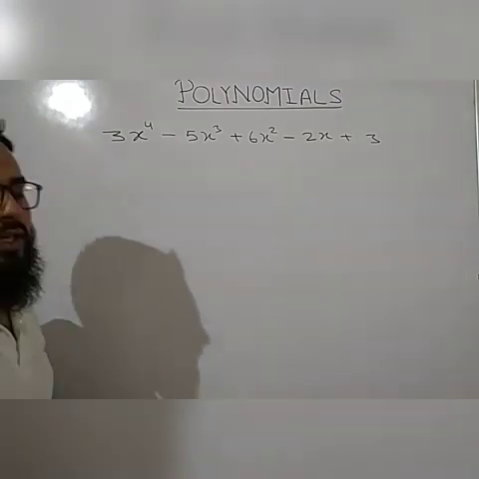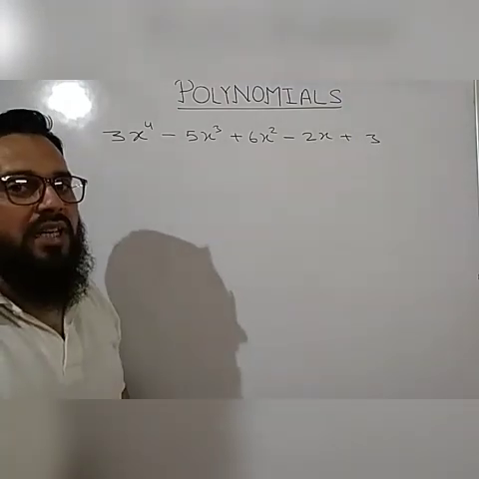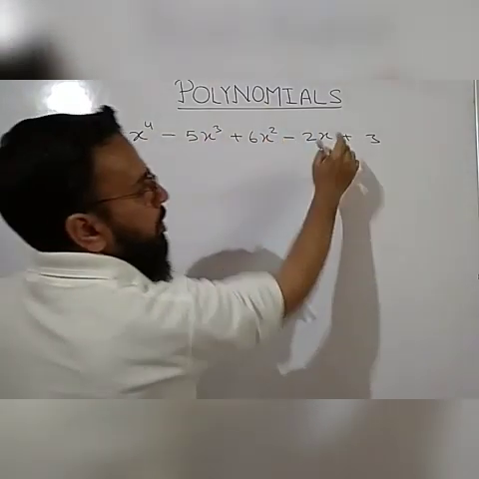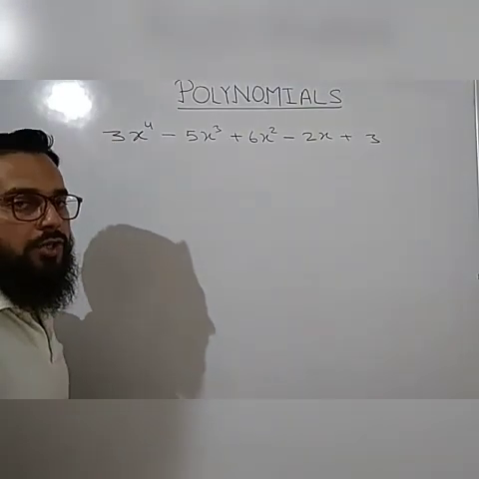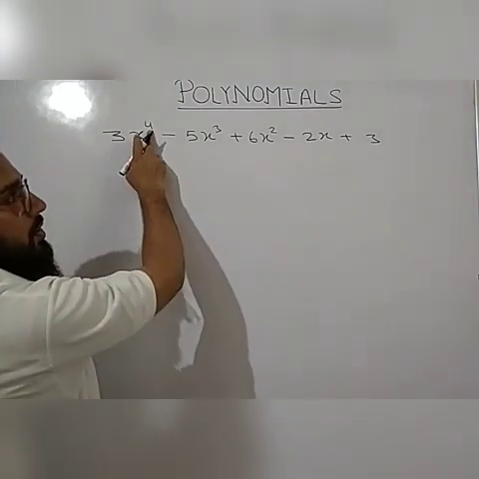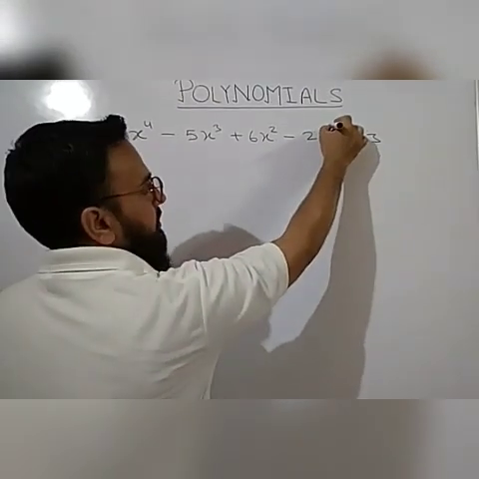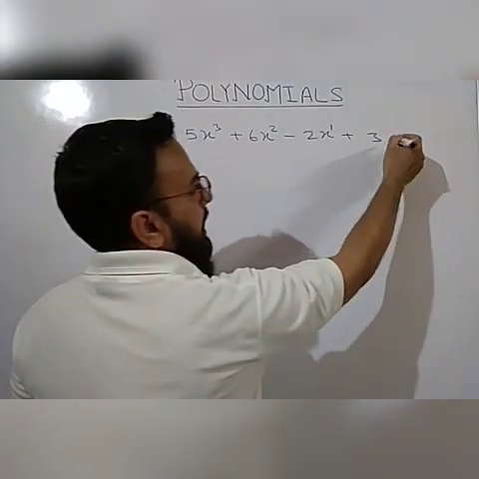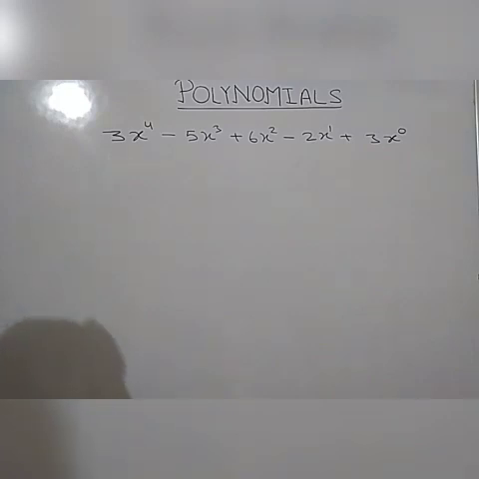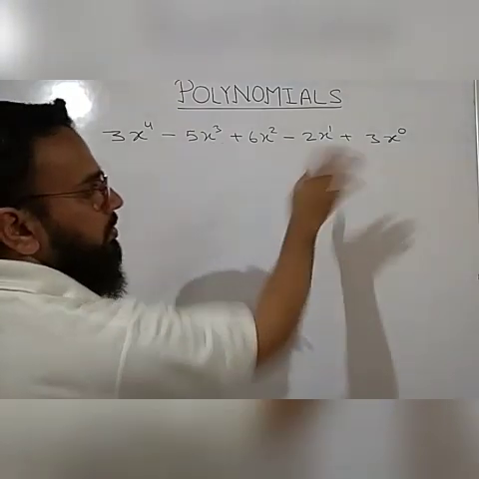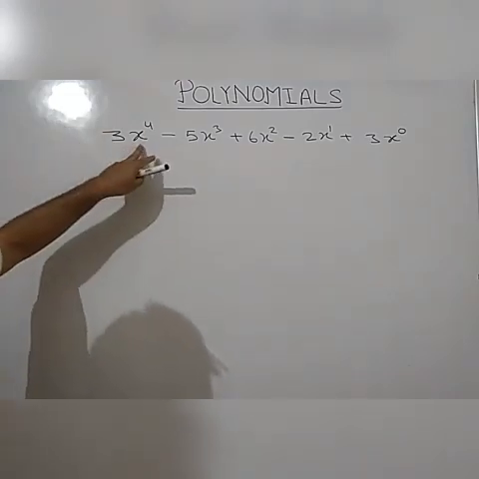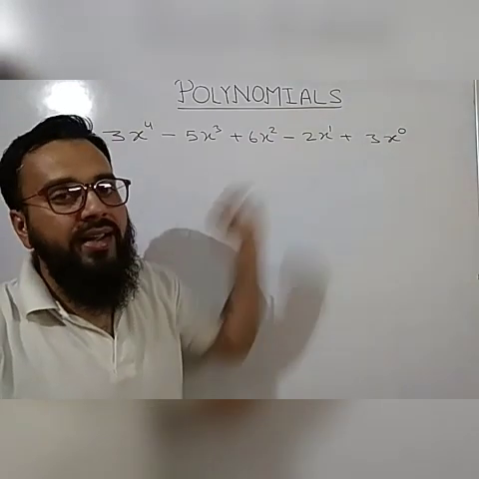So what is the condition for any algebraic expression to be a polynomial? The main condition is that all the powers should be non-negative integers. So here the power is 4, it is 3, it is 2. Here the power will be x to the power 1, and here we can write it as 3 into x to the power 0. So the given expression is a polynomial because all the powers of the variable are non-negative.